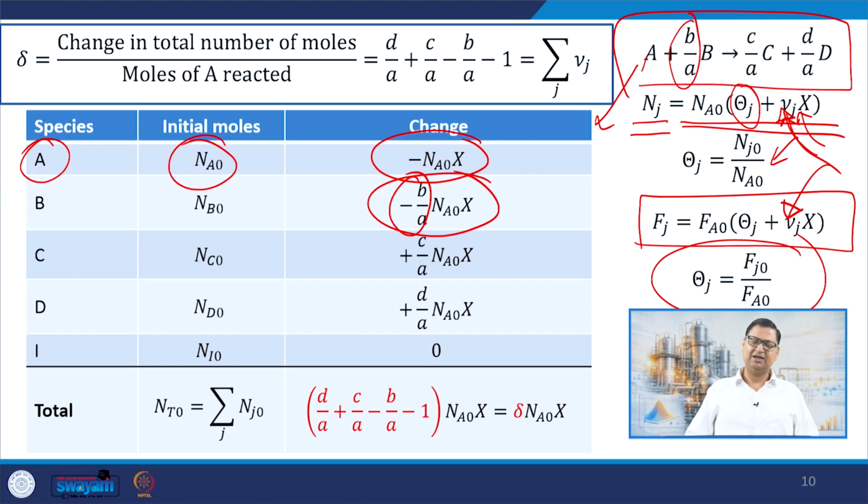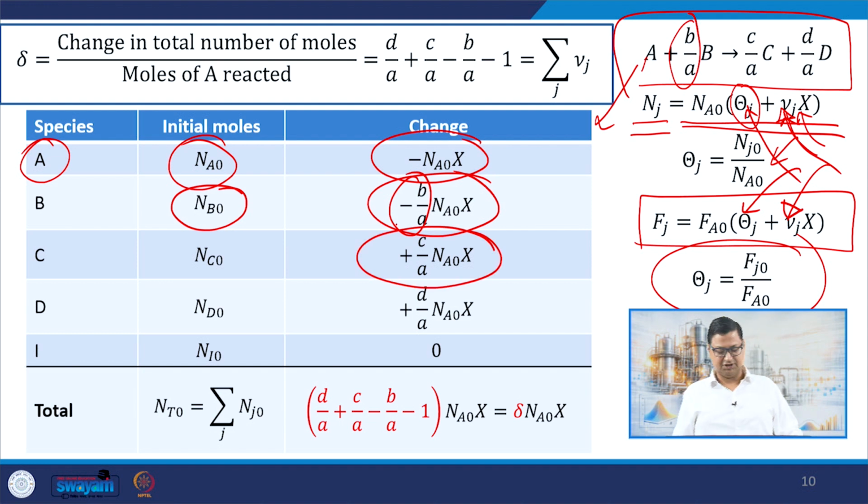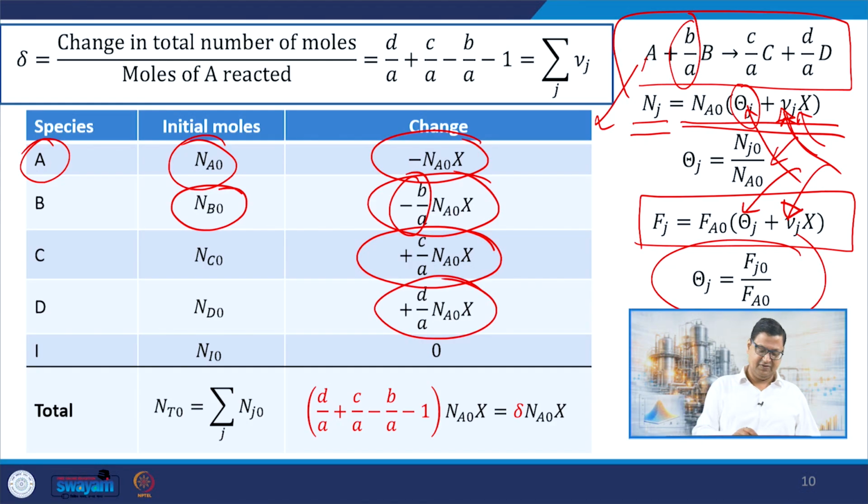And what is the starting number of moles of B? That is some Nb naught, and that is the reason why we have this theta j term coming in the equation, right? For the products, clearly the change is going to be positive. So we have plus c by a. c by a is the stoichiometric coefficient of C, and d by a is the stoichiometric coefficient of D. And again we have initial number of moles Nc naught and Nd naught for C and D.